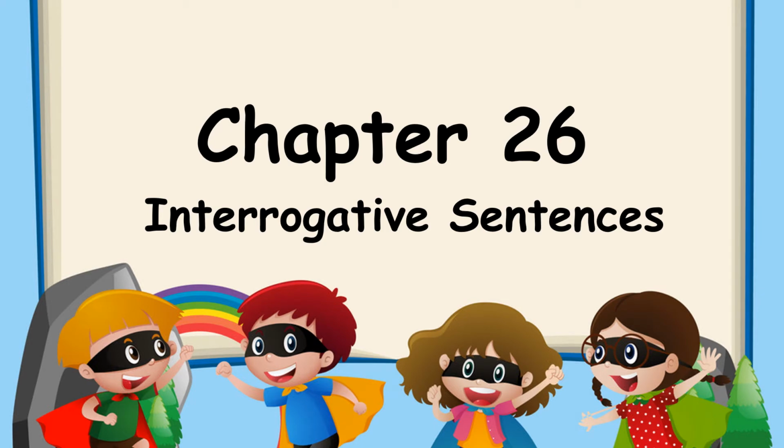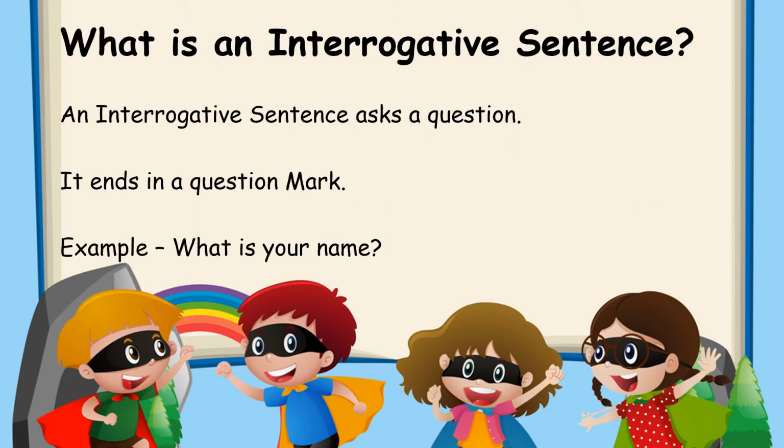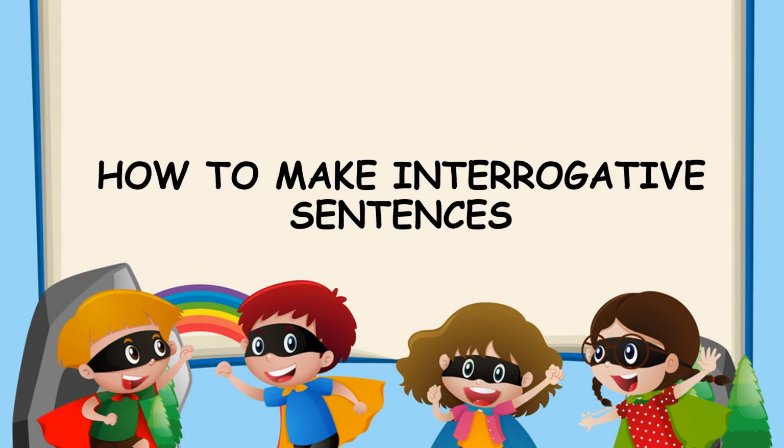Today what we are going to learn is chapter number 26, Interrogative Sentences. Let us begin by looking at what is an interrogative sentence. An interrogative sentence asks a question. It ends in a question mark. Example, what is your name? So if you are asking a question to somebody, that is an interrogative sentence and it always ends in a question mark. Now let us see how to make interrogative sentences from assertive sentences.